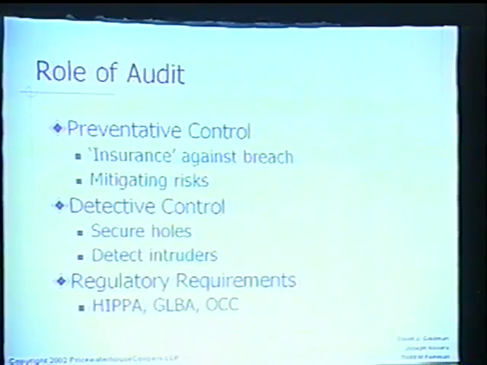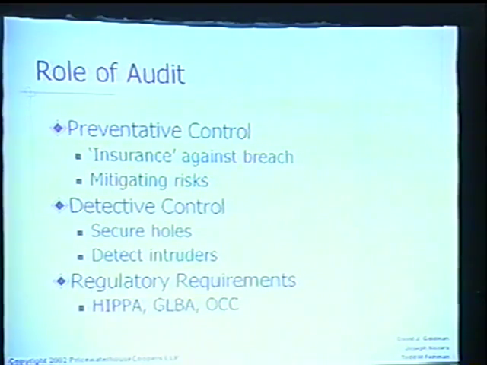So when we talk about the role of an audit, we're talking about two specific things, actually even more, but specifically preventative controls and detective controls. An audit can be used as a form of insurance. What you're doing is you're spending money today to make sure that you are prepared against something that's going to happen tomorrow. You need to mitigate the risks.